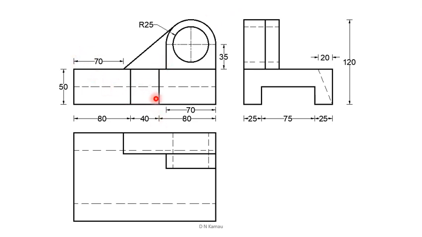This is 40, and so on and so forth. So as far as the dimensioning is concerned, just try to place in as many dimensions as possible to give us all the details. A missing dimension would mean that the diagram may not be easily reproduced.